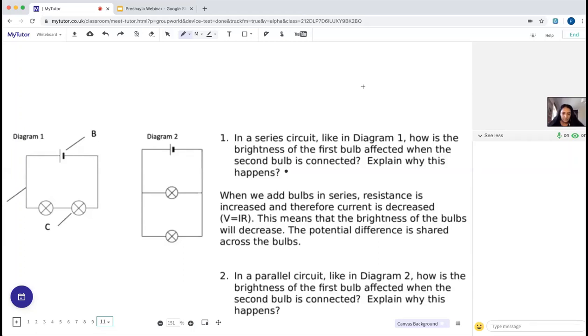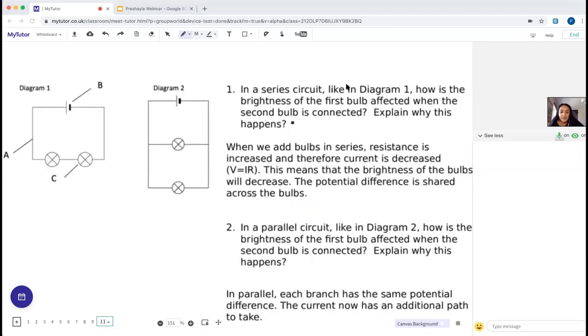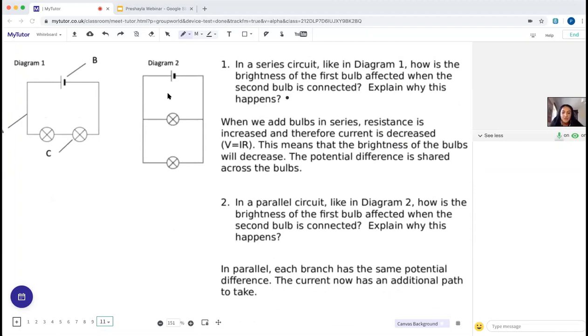Hi guys, it's not frozen. Priscilla's just given you some time to answer the question. Hopefully you've been able to work it out. Again, it's using the rules of the circuit, and as I said, they really are the most important thing here. We know that in a parallel circuit, each branch has the same voltage or potential difference. So the current has another additional path to take.